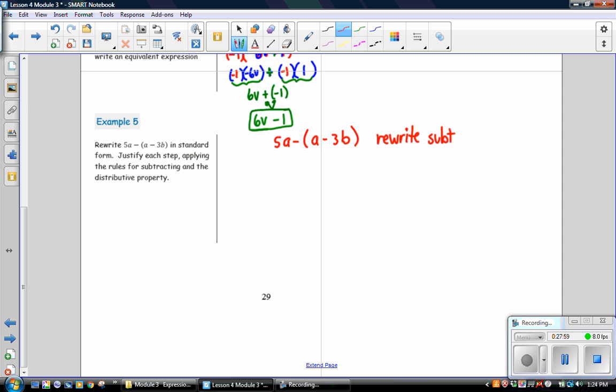Remember, when you rewrite subtraction, that you are adding the inverse. And that is simply the rule of subtraction. So we are going to change this subtraction to adding the opposite, and we are going to change this subtraction to adding the opposite. So bring down your 5a, change your subtraction to adding, and then we want the opposite. So we need the negative sign here. And let's use parentheses to show that. And we need the opposite of this whole parentheses, this whole term, a minus 3b.